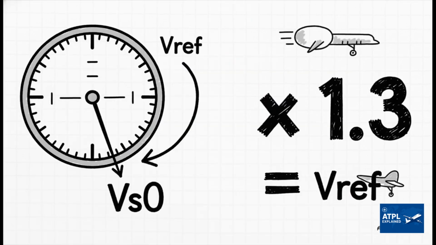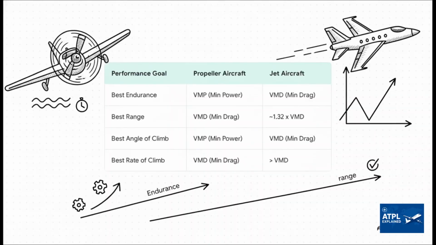Hey, here's a little golden nugget for your exams. Ready? VRF is always 1.3 times your stall speed in the landing configuration, VS0. You need to burn that number into your brain. It's a guaranteed mark on your test and, more importantly, a critical safety margin in the real world. 1.3. Got it?